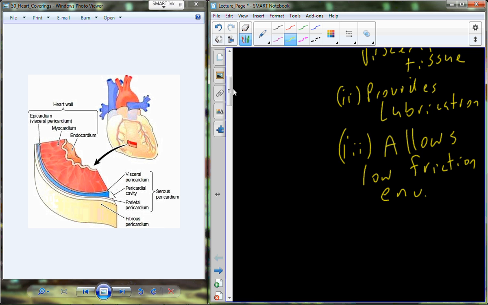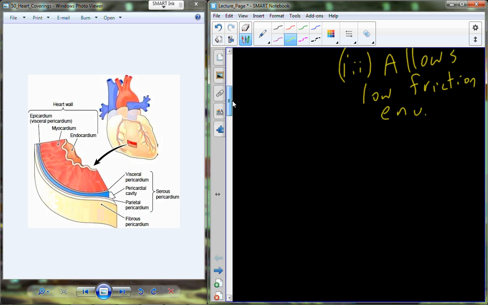So we need it to be a very low friction environment. And we gave that example of rubbing your hands together. It's not going to take very long before that becomes painful if you do it long enough.